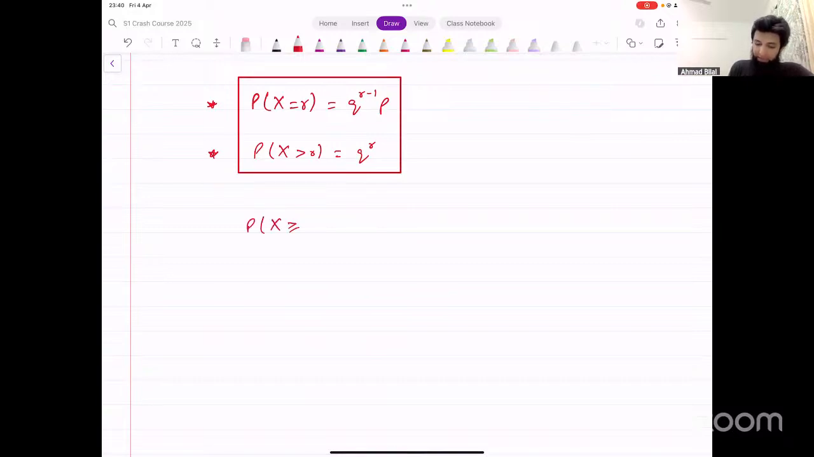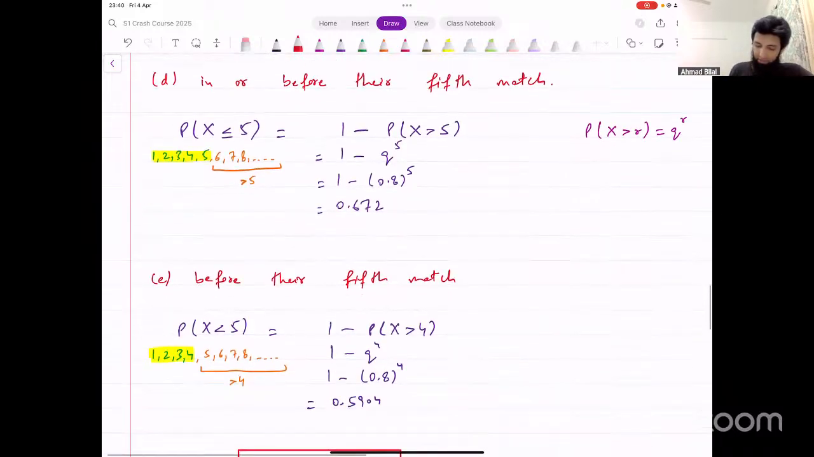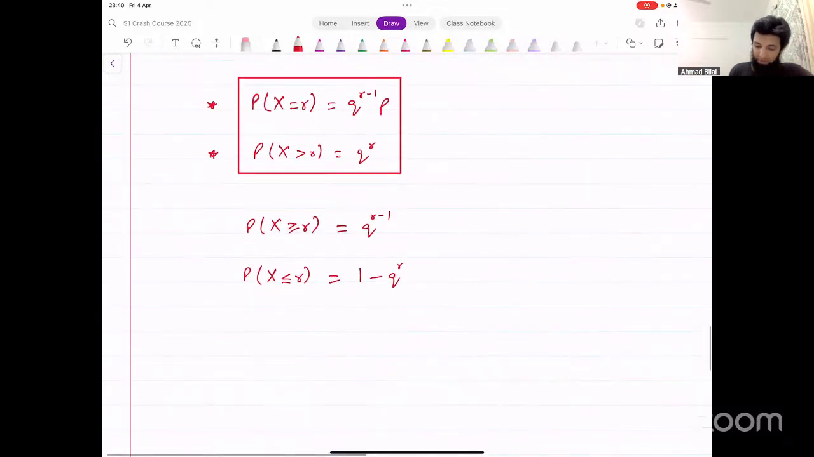So for x greater than or equal to r, this would become q raised to power r minus 1. For x less than or equal to r, it would become 1 minus q raised to power r, right? X less than or equal to 5. Yeah, that's what it becomes. And then for x less than r, it would become 1 minus q raised to power r minus 1.